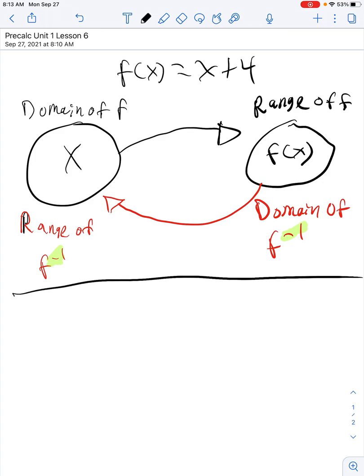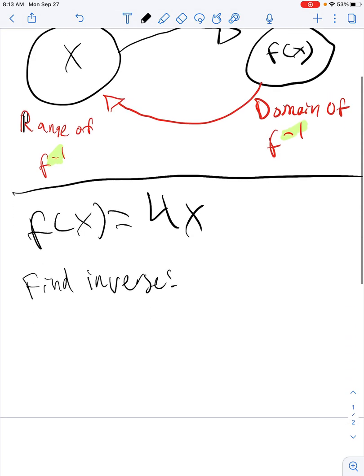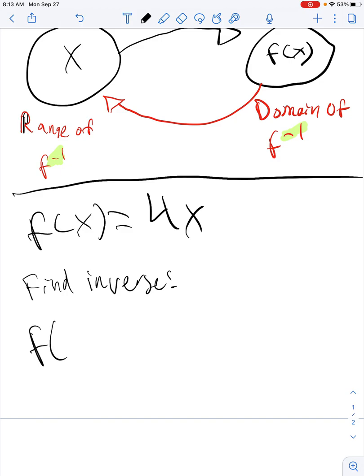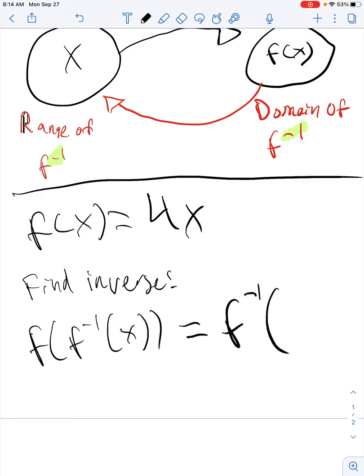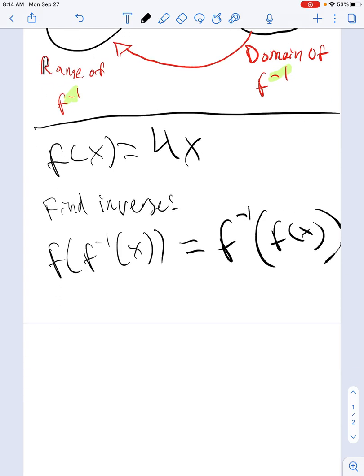So the question I'm going to solve first: we have the function f of x equals 4x. I want you to find the inverse, and then verify that f of the inverse, the function of our inverse, is equal to the identity. We want to make sure that these are equal. So if I take my original function and find the inverse, then the composition of the two had better equal the same thing.